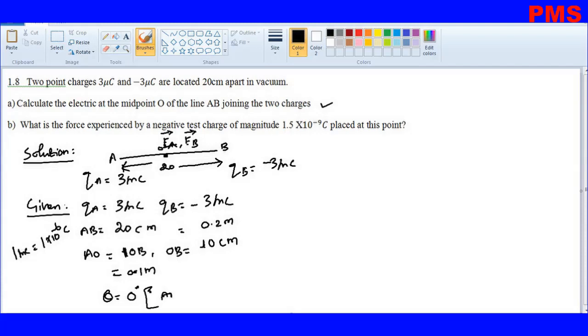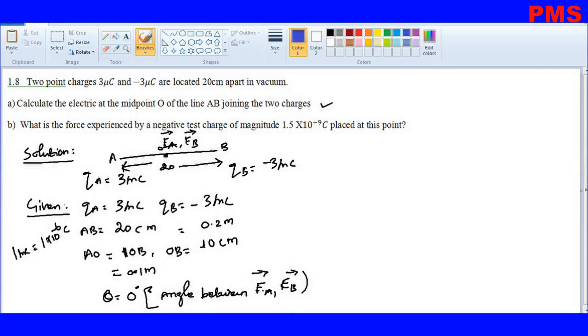Another one, the line joining two charges. What is the angle? This is very important, because the force acts depending upon the angle. So theta is 0 degree, because you can see the line joining is horizontal. The force is acting at 0 degree.